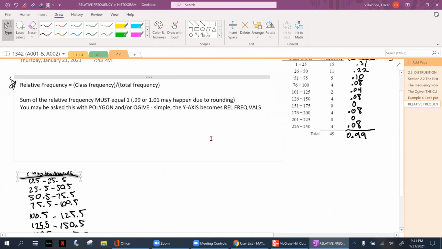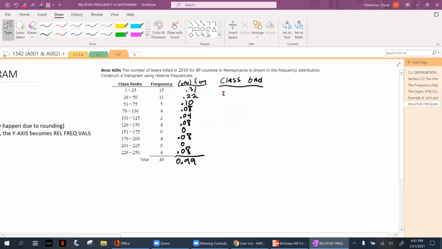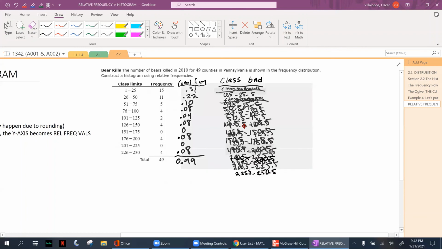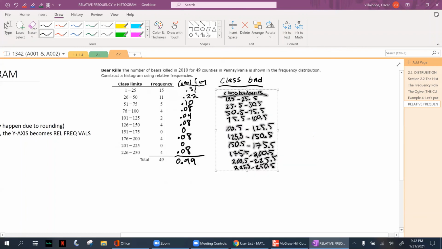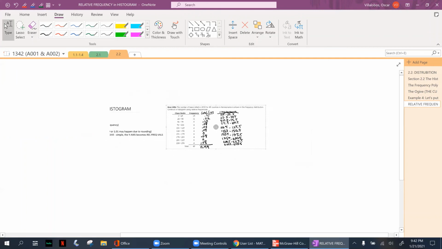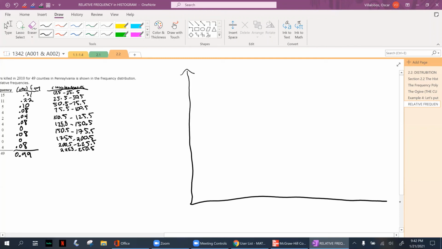What happened? That's odd. Okay, let's go here. There we go. Okay, so here are my class boundaries. All right. And where this differs from all the previous problems is your y-axis is the one that's going to be different, but your x-axis will still be the same, right?